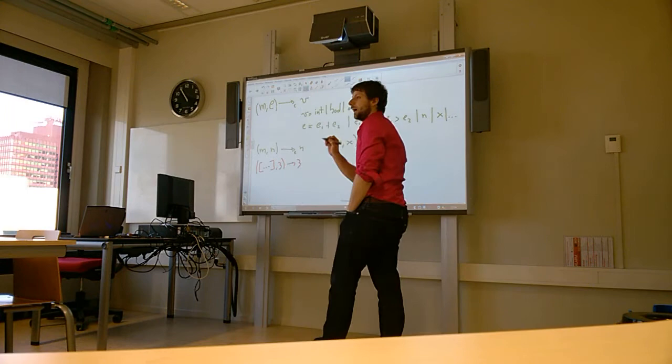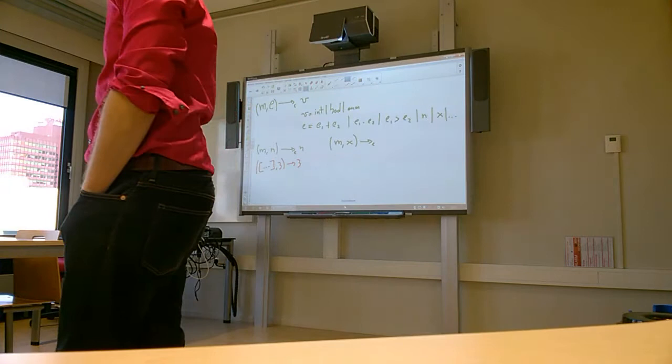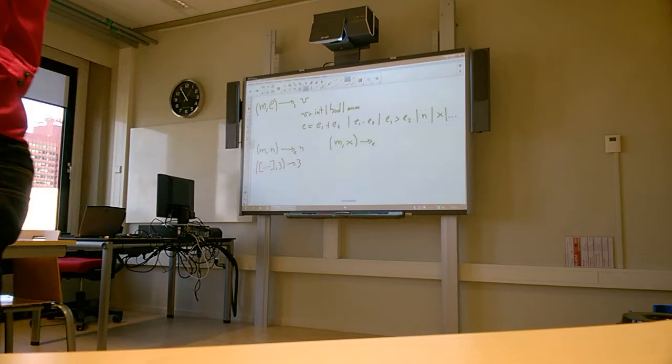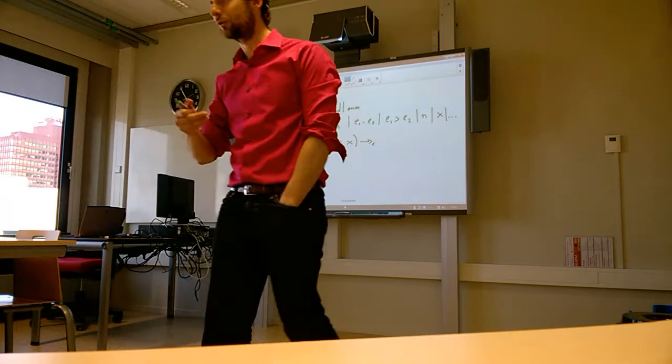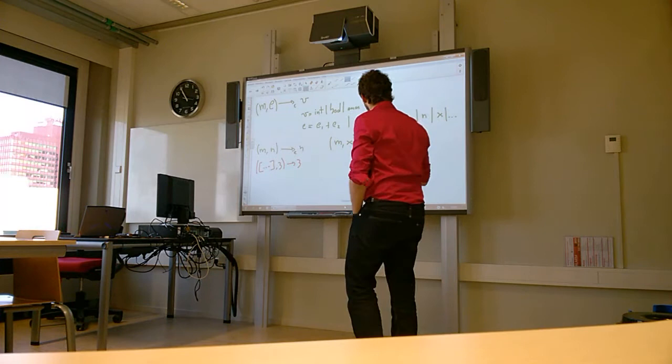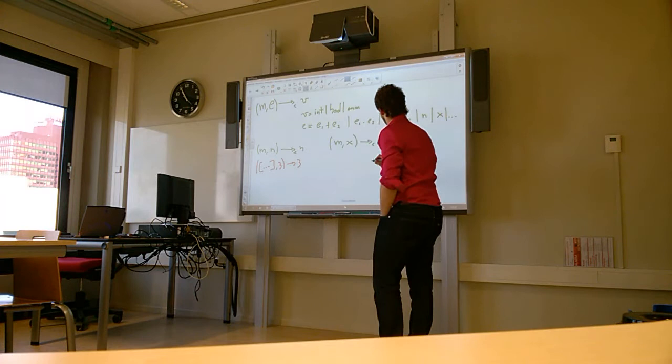What am I going to do? I'm going to get x, which is in memory. So where do I get it from? From m. So I will read the value of x in m. Okay? So this we can write as follows. Is this reasonably intuitive?